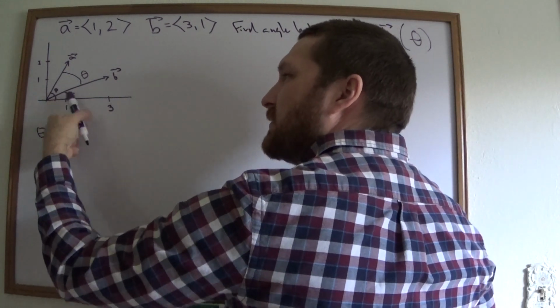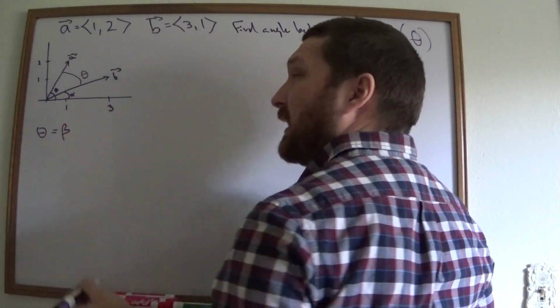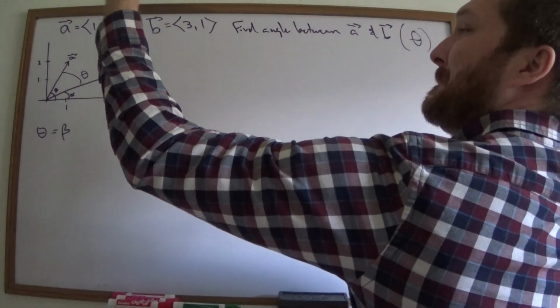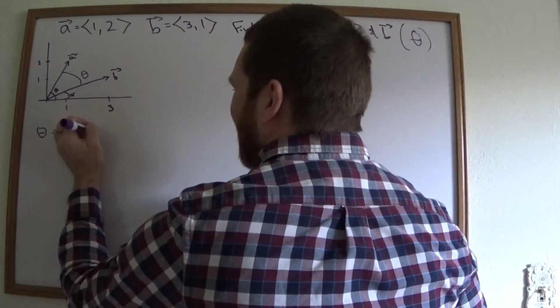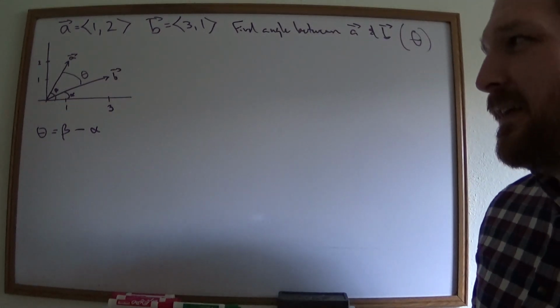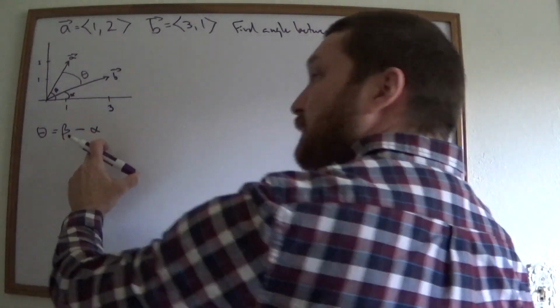In terms of these two. Oh, beta plus... I mean beta minus alpha. And you see already, that could have been a mistake that you could make just by looking at this the wrong way. But it's true. There's beta and there's alpha.